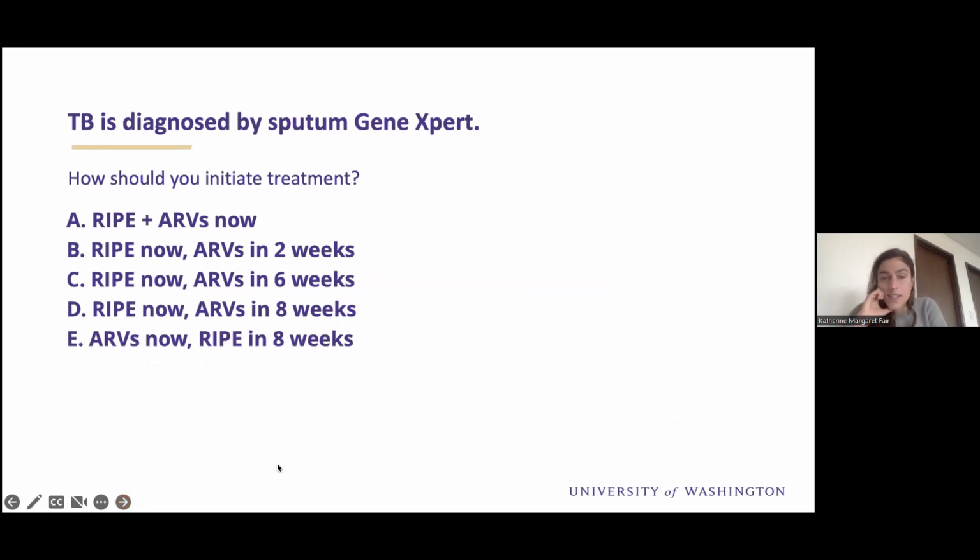TB is diagnosed in this case by GeneXpert, as we talked about, a pretty simple and quick test on sputum. And then, when do you want to initiate treatment for TB? So this is a poll. Remember, we're working in Naivasha Sub-County Hospital in this case.